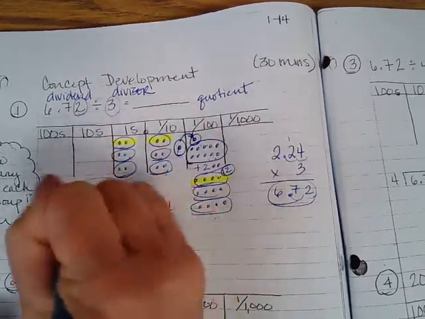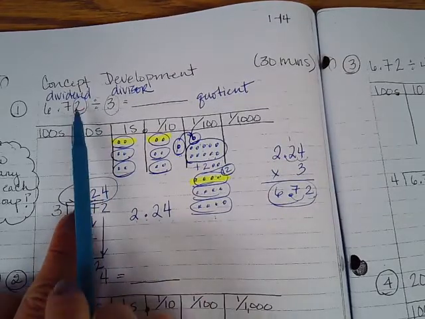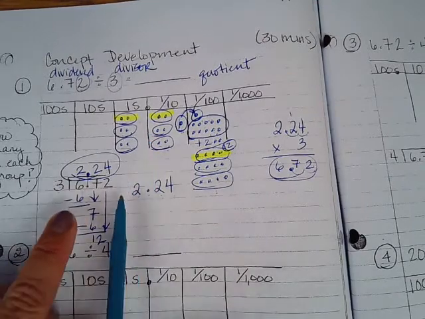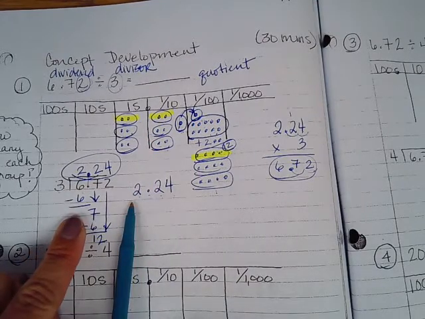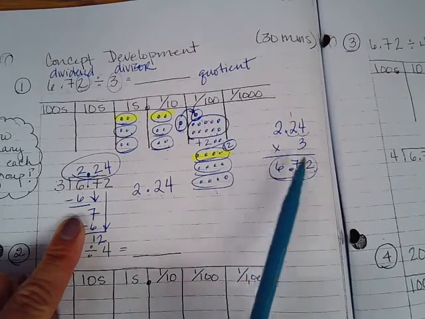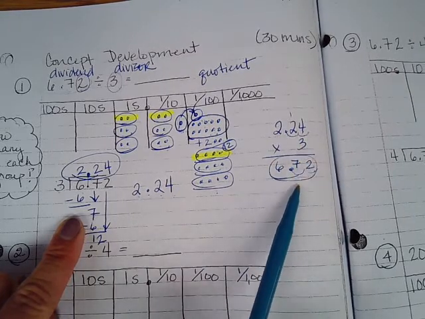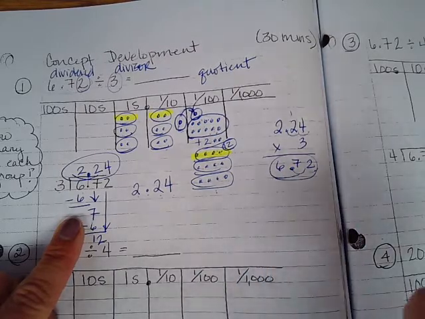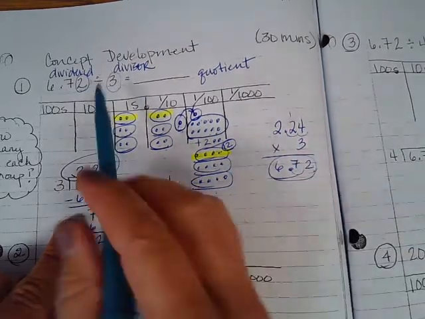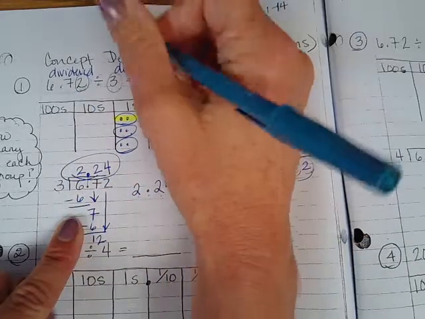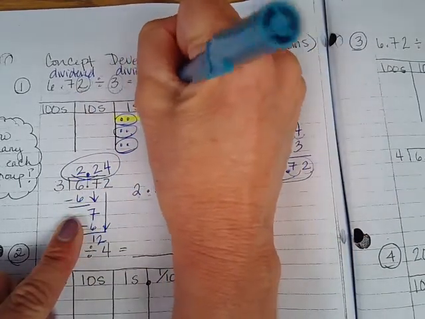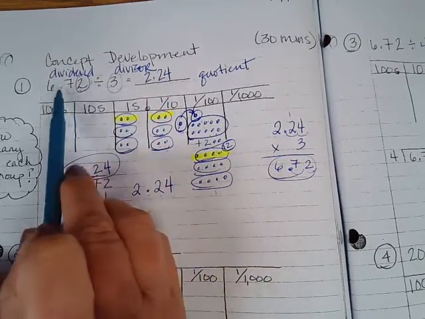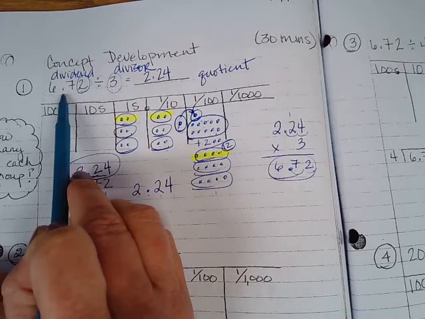4 times. So, as you can see, we divided it up using place value understanding. We divided it up with the standard algorithm, and we checked to make sure that 2.24 was correct because we used the inverse operation and multiplied 2.24 times 3. We ended up back at 6.72.